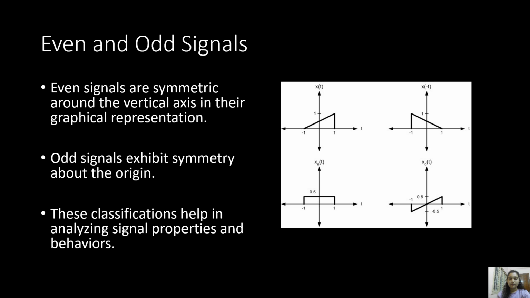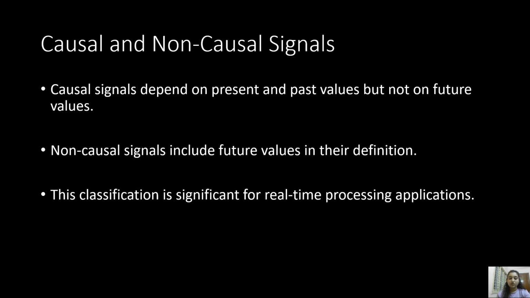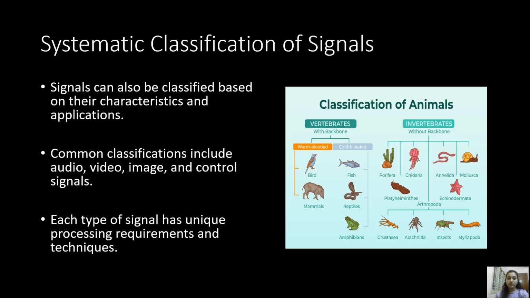Even and odd signals. Even signals are symmetric around the vertical axis in their graphical representation. Odd signals exhibit symmetry about the origin. These classifications can help in analyzing signal properties and behaviors. Causal and non-causal signals. Causal signals depend on present and past values but not on future values. Non-causal signals include future values in their definition. This classification is significant for real-time processing applications.